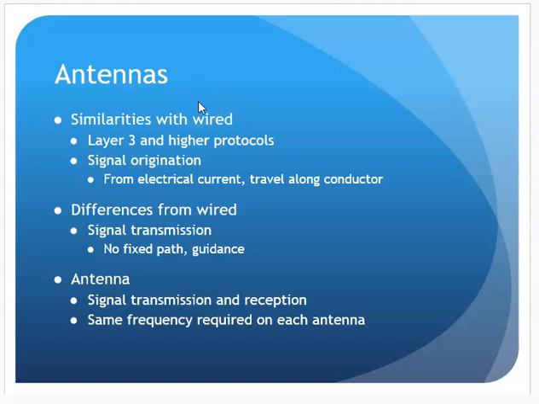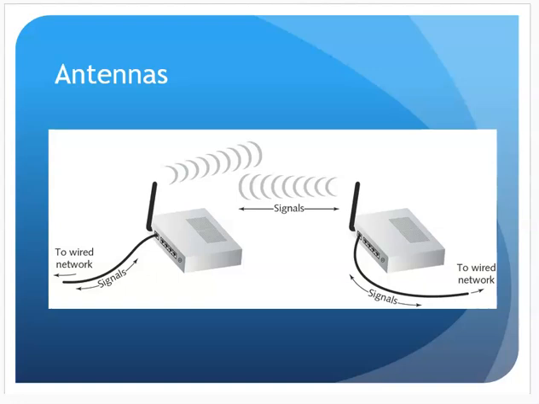Now, when I move into wireless, the difference is I no longer have a fixed path that I can send a signal across. It is a radio frequency going through the air. There's no fixed path, so I need an antenna to transmit as well as to receive my signal. The same frequency is required on each antenna when sending and receiving. I have to be in the same channel. If I'm sending at 2.4 gigahertz, the receiving end needs to be in that 2.4 gigahertz frequency band to receive that.